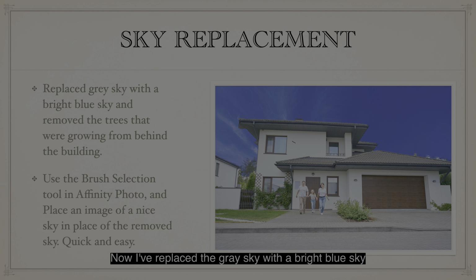Now I've replaced the grey sky with a bright blue sky and removed the trees that were growing from behind the buildings. Use the brush selection tool in Affinity Photo and place an image of a nice sky in place of the removed sky. Quick and easy. It makes a dramatic difference to the image.